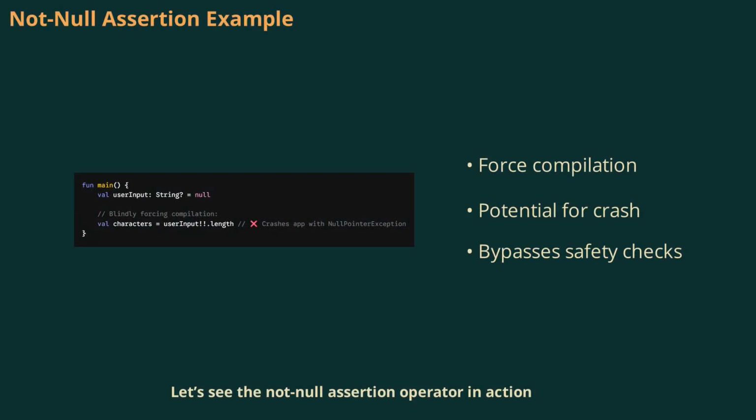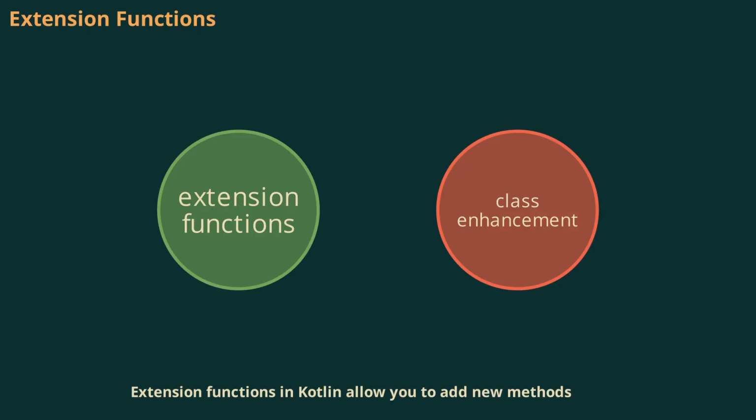See the not-null assertion operator in action. If you have a nullable variable like userInput, you can force it to be non-nullable with userInput!!.length. If userInput is null, your program will crash with a null pointer exception. This operator should be used sparingly and only when you are certain the value is not null, as it bypasses Kotlin's safety checks.